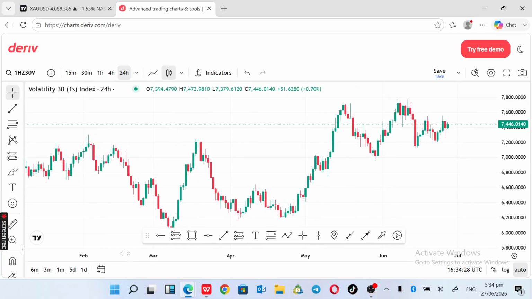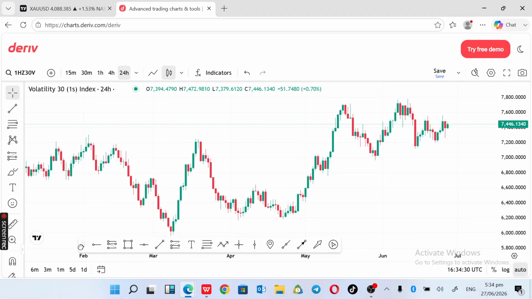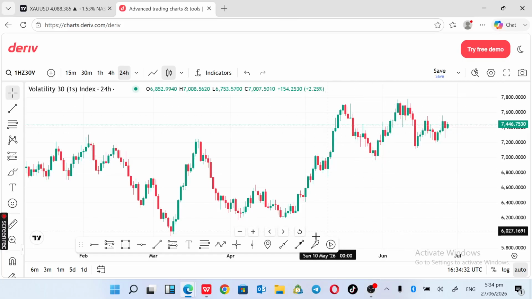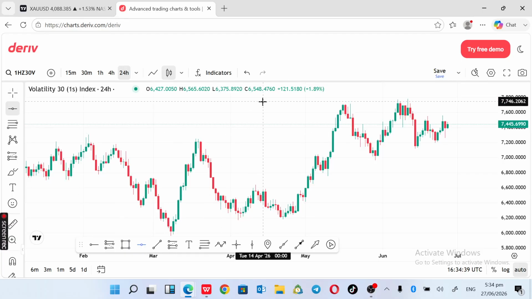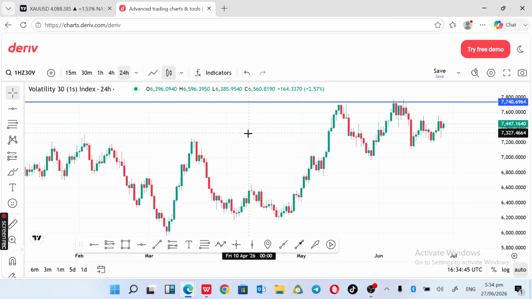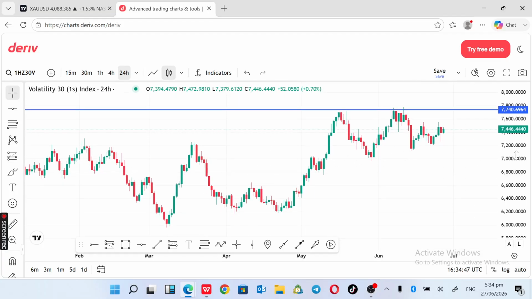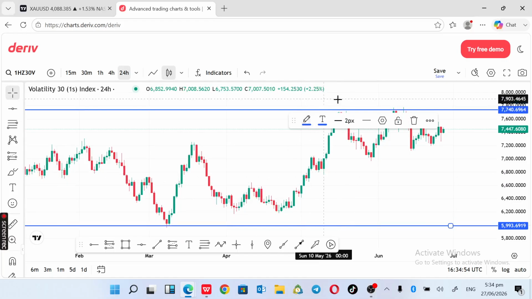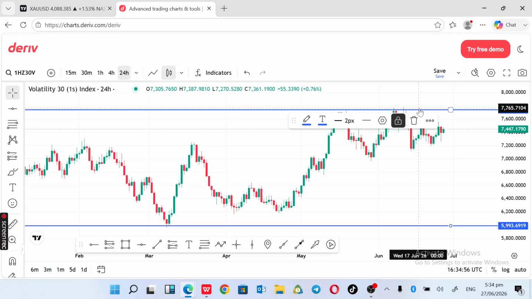What we do in top-down analysis is we consider the resistance and support. Let's look at this. You click on your horizontal line, you take your resistance, then we also come back here, you click on the same horizontal line, and you take your support. Now you have gotten your support and resistance. Now let's check for the direction of the trade.